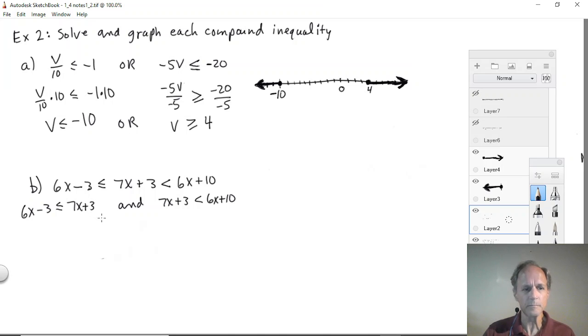So it's similar to what we did with or. We just work with these separately and work them both out. But then we have to deal with the word and instead of the word or. Okay, so let's subtract 6x from both sides of this one.